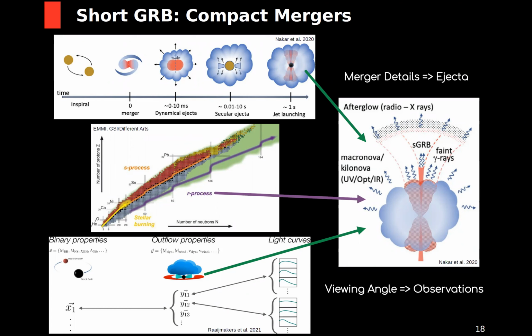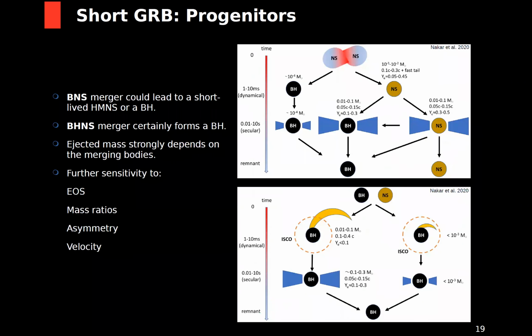And the further scope of this whole process is that you have to start from the binary properties, and then link the outflow properties, how much mass is ejected, what are the velocities, and then you actually go to the light curves. But our approach is going in this direction. And there are details: once you have a relativistic jet, you are sensitive to viewing angles, and the details of the merger and the ejecta, again a more complex scenario comes into the picture, what the progenitors are, if you have a neutron star, or a black hole and neutron star.